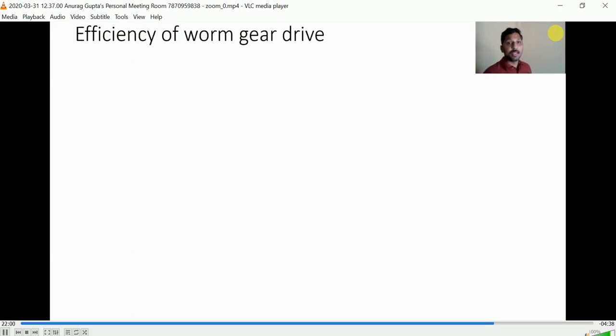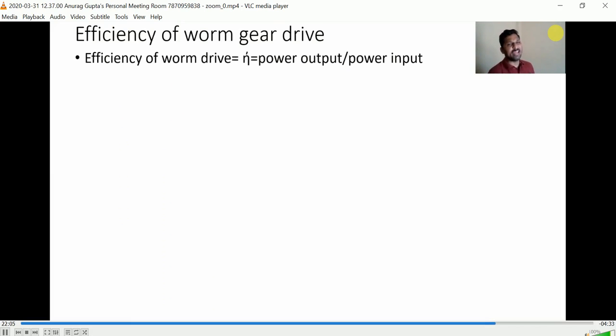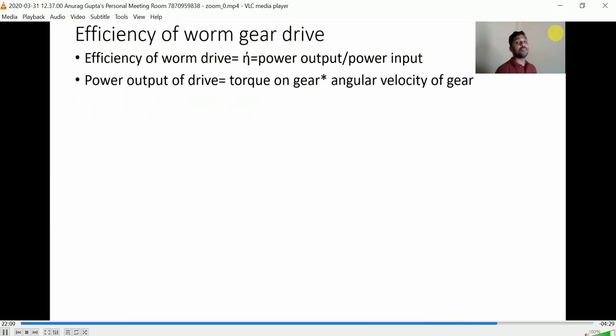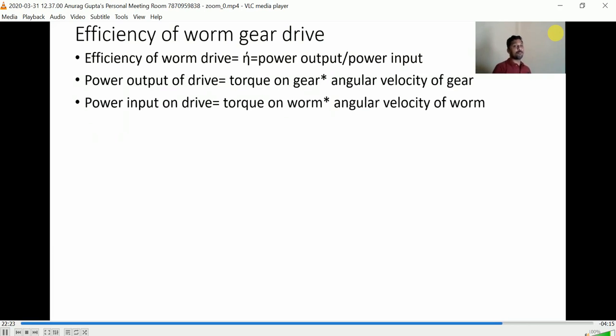The efficiency of any drive is power output upon power input. And what is the power output of the drive? That is the torque transmitted to the gear by the worm, multiplied by the angular velocity of the gear. And what will be the power input to the drive? The power input will be the torque on the worm multiplied by the angular velocity of the worm.